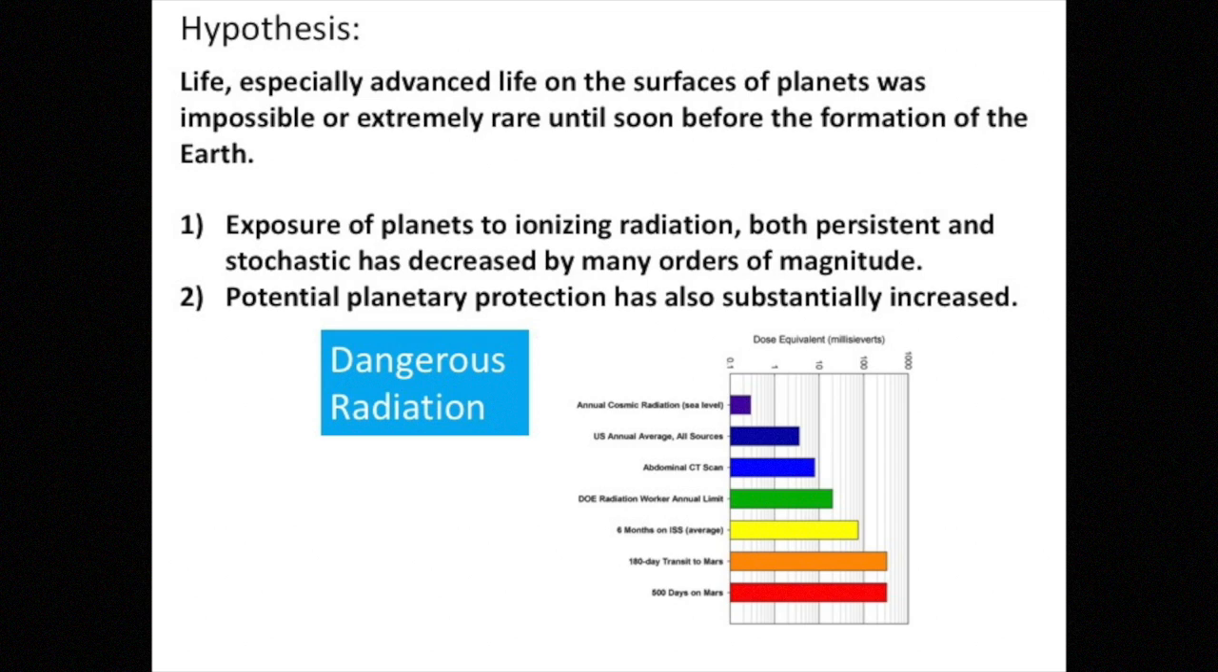So the hypothesis we have here is that life, especially advanced life on the surfaces of planets, was impossible or extremely rare until soon before the formation of Earth. A lot of this argument follows along what Charlie was describing, how the universe has evolved and the opportunities for life on planets have evolved with that. So exposure of planets to ionizing radiation, both persistent and stochastic, has decreased many orders of magnitude over the life of the universe. Potential planetary protection is also substantially increased.